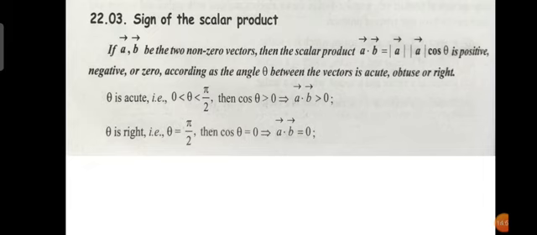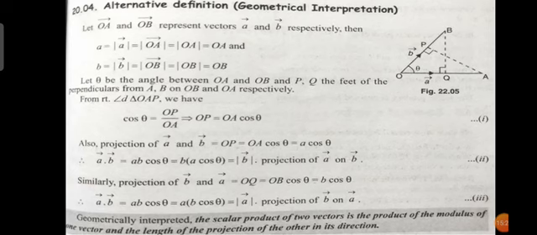So if theta is acute, the scalar product is greater than 0. If theta is a right angle, the dot product is 0. If theta is obtuse, the dot product is less than 0. This is the sign of the scalar product. And now the geometrical representation.